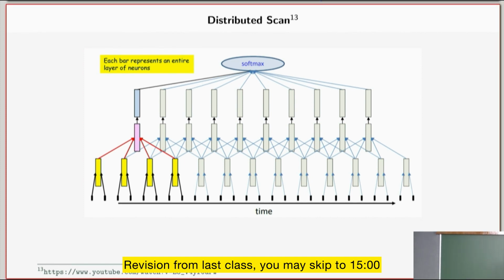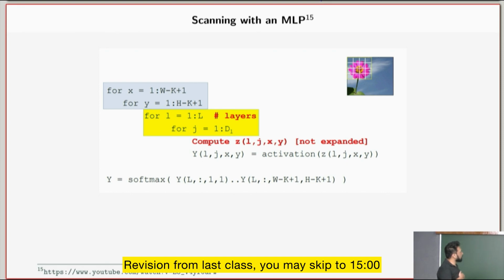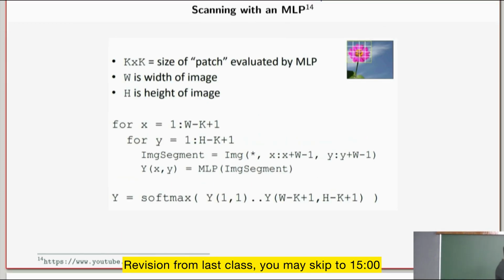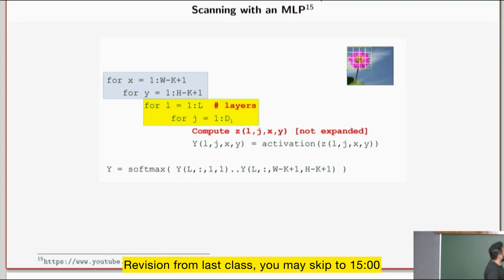Okay, so again, this is the same thing we saw; we are just recalling that. We take an image segment in 2D, and then we pass it through an MLP. So this is the usual. Then we change the loop so that xy is at the top. That's how we can think of hierarchical scanning, where we fix the chunk, and then we work on the smaller chunks.